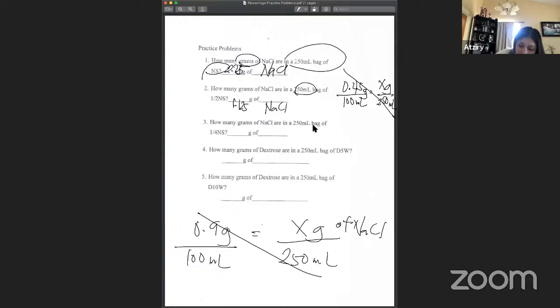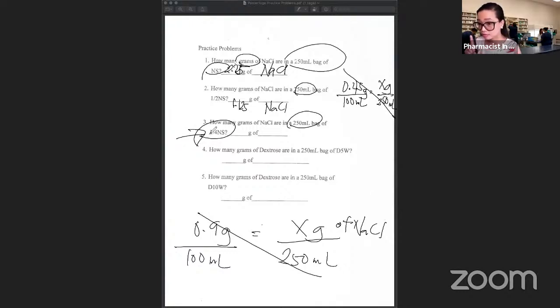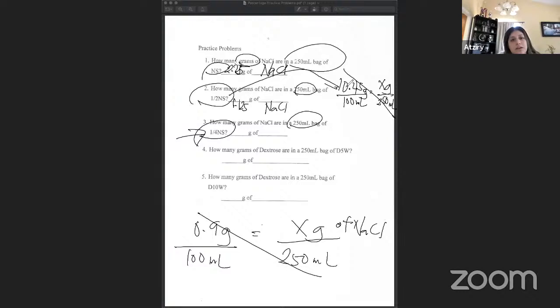Okay. So we need grams of sodium chloride that are in a 250 milliliter bag of the regular sodium. Actually, it's a quarter normal saline. What do you do if it's a quarter normal saline? So it's going to be the same as 0.45 grams over 100. No. 0.9, half of 0.9 is 0.45, but a quarter of 0.9 is not 0.45. This was Kevin's half normal saline. That's why he said it's 0.45, because 0.9 divided by 2 is 0.45. That's half. But a quarter would be 0.9 divided by 4, which is 0.225. There you go.